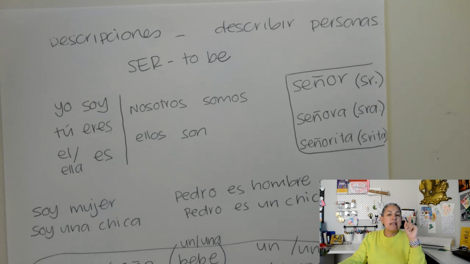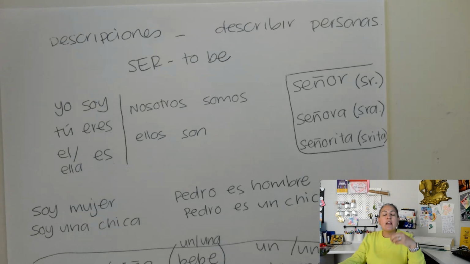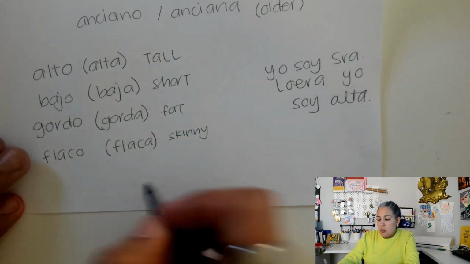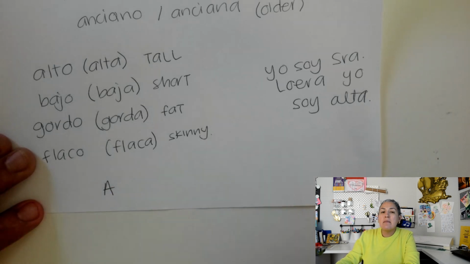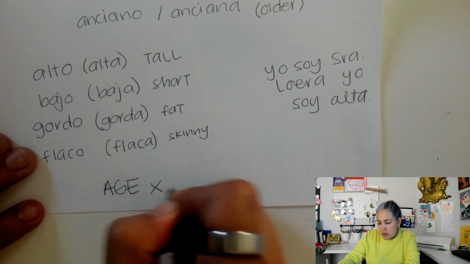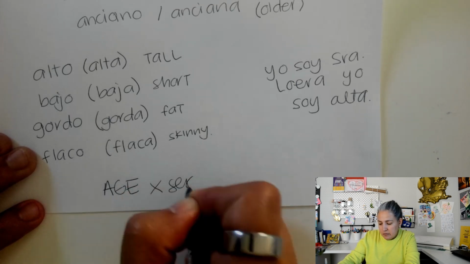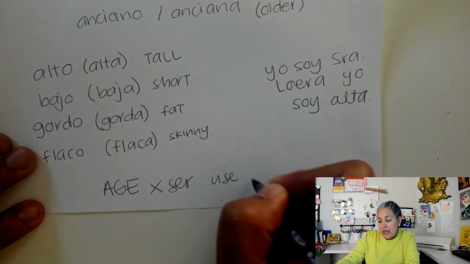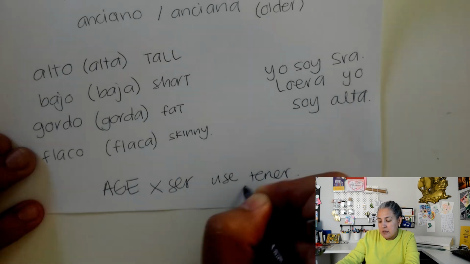The most common mistake with this verb is using it for age. In Español, we use age to say we have this many years. We say it, the verb tener. So for age, we use the verb tener. That means you have this many years. We don't use ser. We use tener. This means to have.